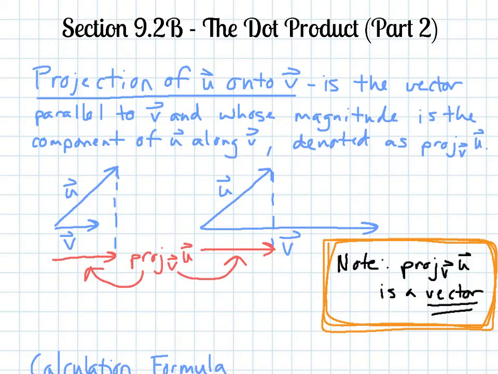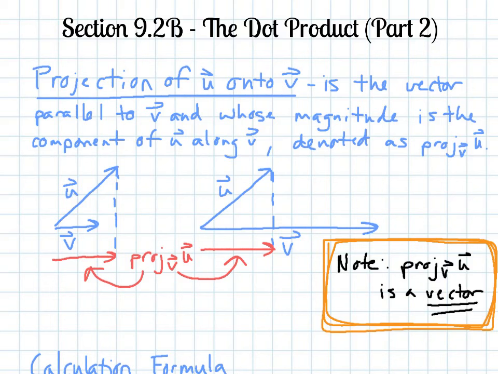Today's lesson, section 9.2b, the dot product, part 2. Here we're going to talk about projections and work. So a projection is kind of like our component of vector u along vector v.